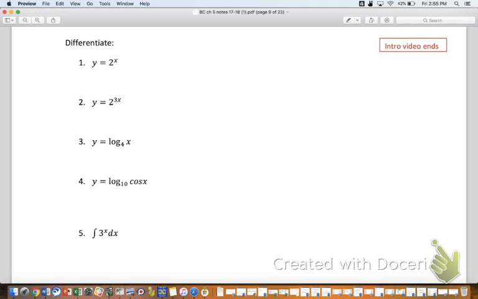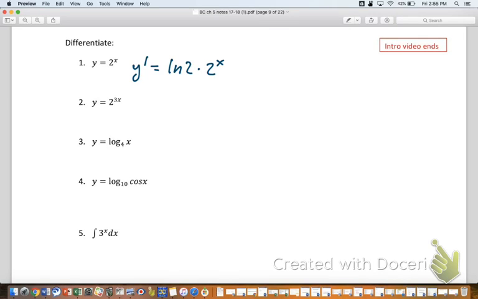Y equals 2 to the x. We're supposed to differentiate. Let's just run through these. I think you hopefully can apply these rules quickly. What do you guys think the derivative is? ln of 2 times 2 to the x. Okay, we good? You can just apply the rule. Like I said, this is a rare case where very little high-level reasoning is needed. Just apply the rule.